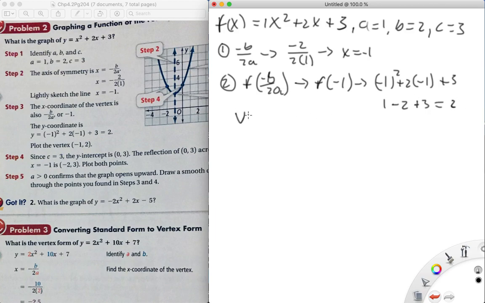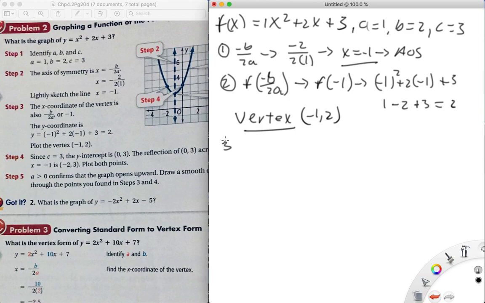So my vertex is negative 1, 2. So that's my axis of symmetry. I got my vertex. So I can use those to set up my graph.